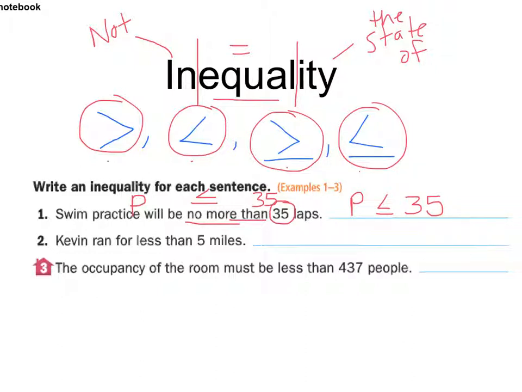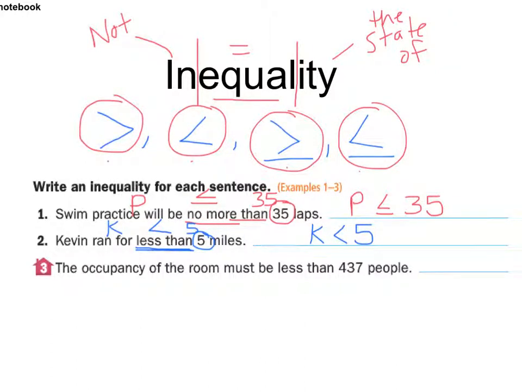Let's look at number 2. Kevin ran for less than 5 miles. So Kevin, I'm going to use the K for Kevin for my variable, and we have 5. And less than means that the 5 is the largest it can be. So the number that we replace the K with has to be smaller than 5. So our inequality is K is less than 5.